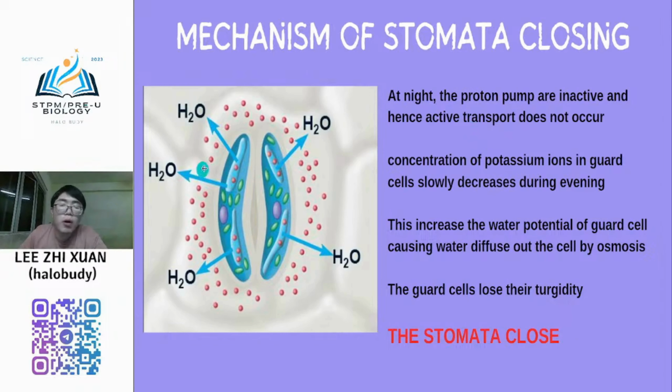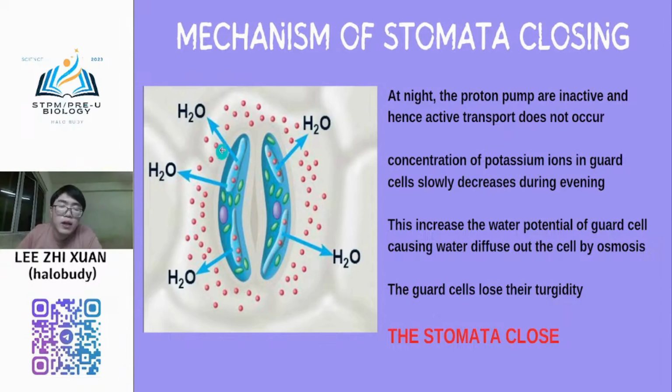So with no active transport, the concentration of potassium ion will slowly decrease. The potassium ion inside is not the natural ion that should be maintained inside the guard cell. The natural ion that should be maintained inside the guard cell is hydrogen ion. So now active transport does not occur, meaning that the hydrogen ion in the surrounding will start to diffuse back into the guard cell by facilitated diffusion.